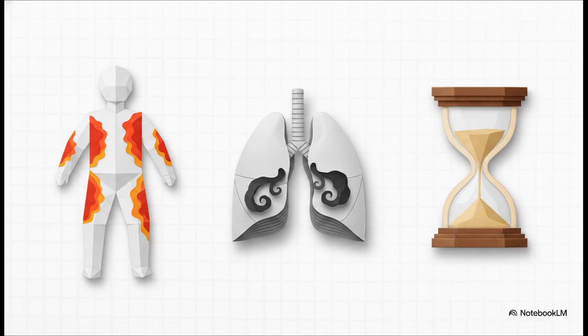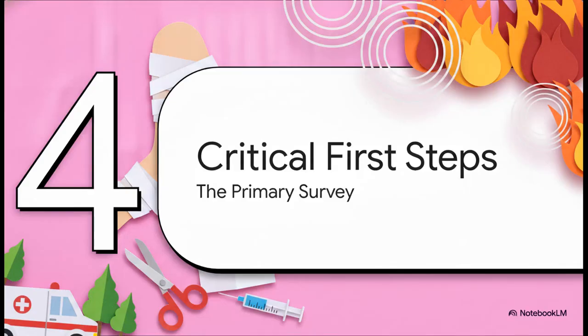But it's not just about age and the size of the burn. The third factor is inhalation. If a patient has inhaled smoke or toxic gases, their survival chances absolutely plummet. Airway swelling dramatically worsens what is already a precarious situation, and it forces triage teams to instantly adjust their calculations. So, to recap, those 3 main pillars of burn survivability are the percentage of total body surface area burned, the patient's age, and whether or not they have an inhalation injury. Moving on to part 4, the critical first steps, the primary survey.